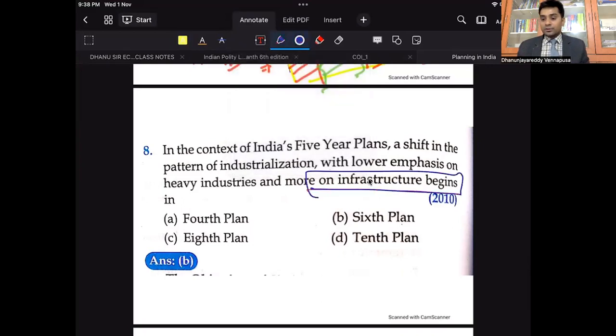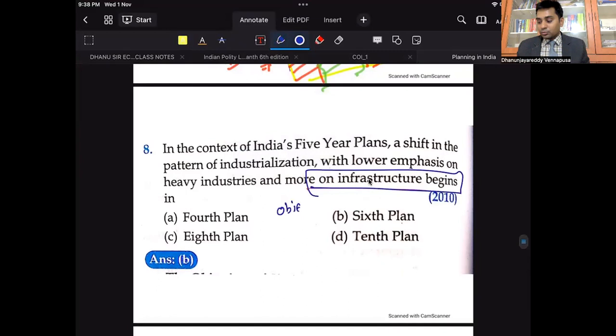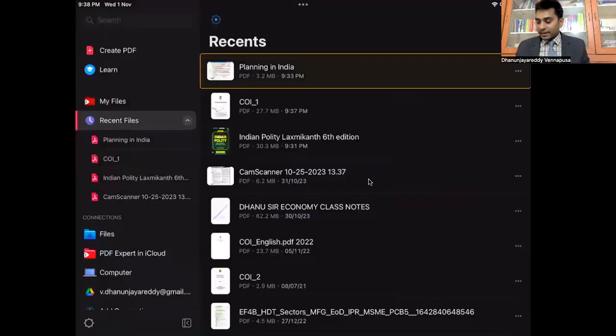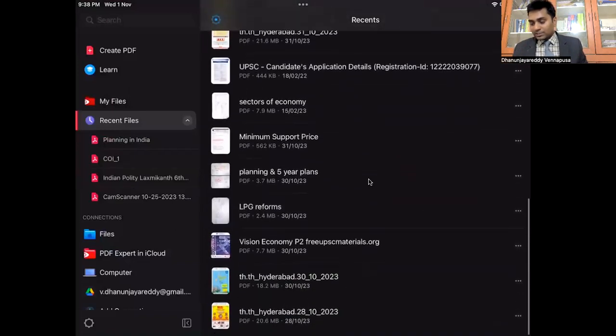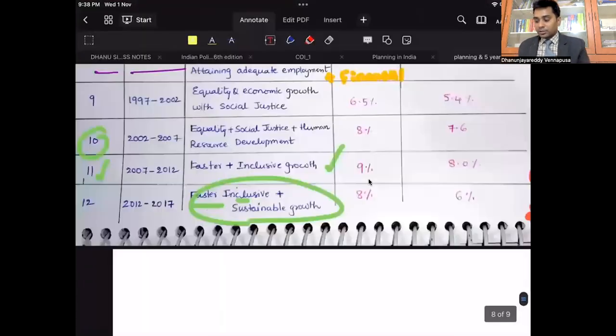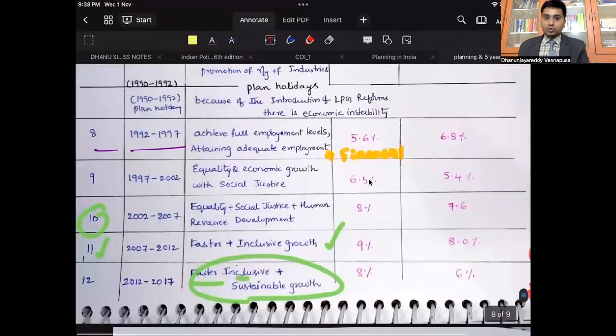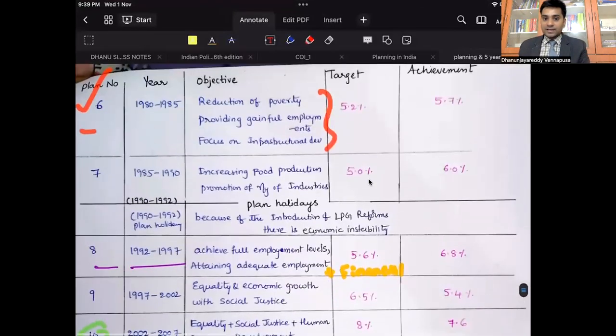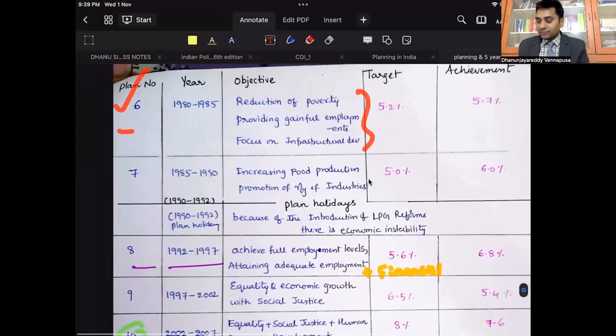That is the question. Which 5-year plan has the objective of infrastructure in its plan? That is what the question is. Now, what is the answer? As I told you to remember in the notes that I have already shared with you, look at this. The 6th 5-year plan has the objective of focusing on infrastructure.